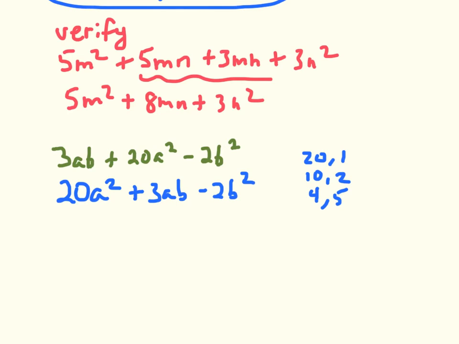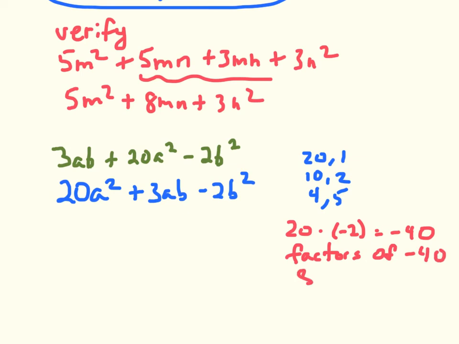But I'll tell you what, let's do this one just so I've shown you one more time how to factor by splitting the middle term. We're going to multiply the 20 by the negative 2. So 20 times negative 2 equals negative 40. So I want factors of negative 40 that sum to the coefficient of the middle term of this 3. So that would be 8 and negative 5.